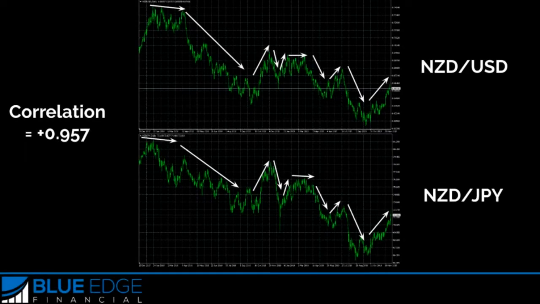When you are trading more than one currency pair, it is important to be aware of currency correlation and to make sure you are not doubling your risk. So what do I mean by this?